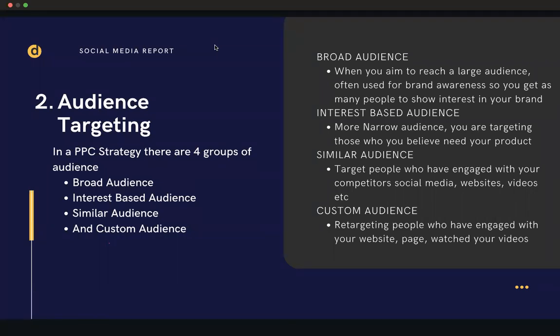So that is what your custom audience can do. That's what you can do, being able to target people based on their behavior or interaction with your assets. I don't know if that makes sense.